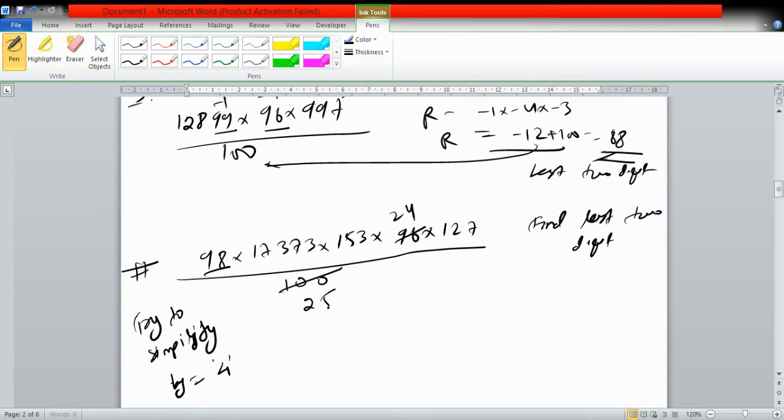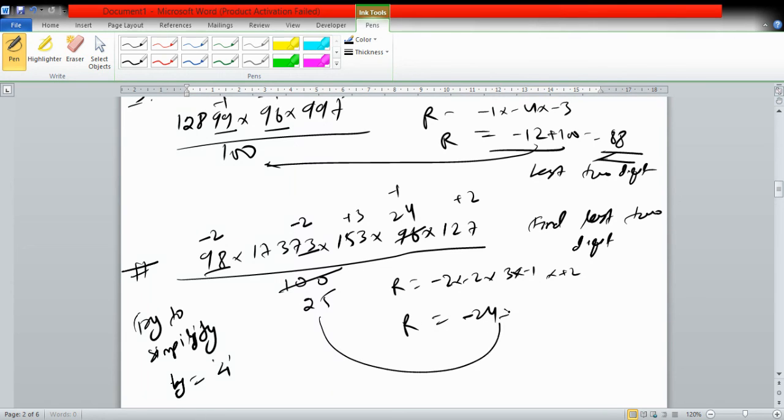Now 98 divided by 25, it's a minus 2. 73 divided by 25, it's a minus 2. 153 divided by 25, it's a plus 3. 24 divided by 25 minus 1, and it's a plus 2. Now you multiply here. So minus 2 into minus 2 into 3 into minus 1 into plus 2, and it will be equal to 2 into 2 is 4, 4 into 3 is 12, 12 into 2 is 24. And here we got the remainder as minus 4. But if you are getting minus, this minus sign you need to add to the divisor. It's plus 1. So the remainder we got here is plus 1.